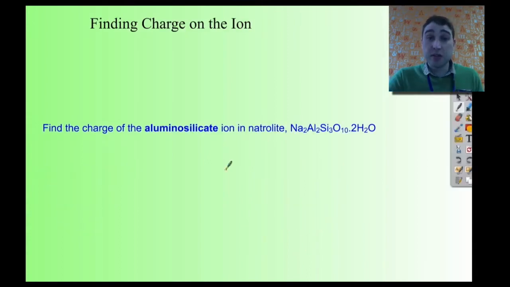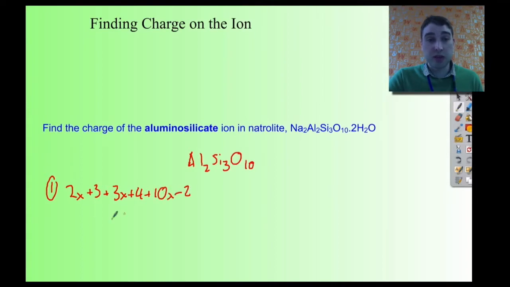So here's another example. We're looking at the aluminosilicate ion in natrolite, so we need to include the aluminium in there. So we get Al2Si3O10. That's the aluminosilicate ion there. So we'll do the first way over here. It's got 2 times the oxidation number of aluminium, which is +3, 3 times the oxidation number of silicon, which is +4, and 10 times the oxidation number of oxygen, which is -2.